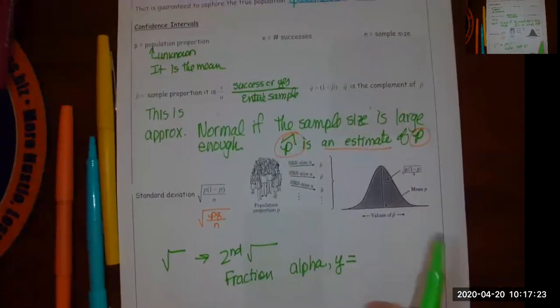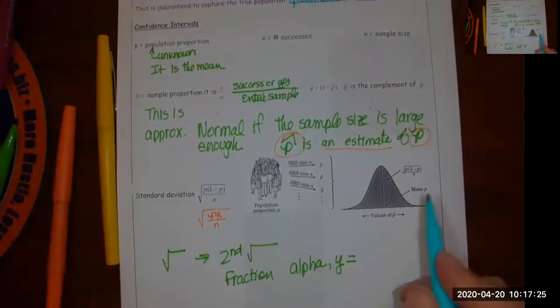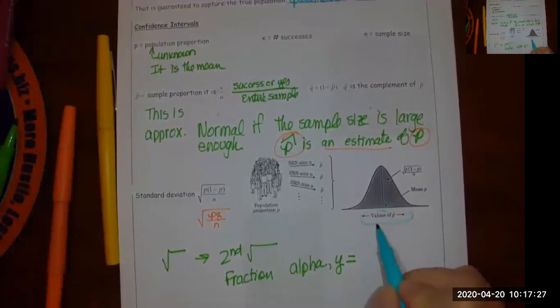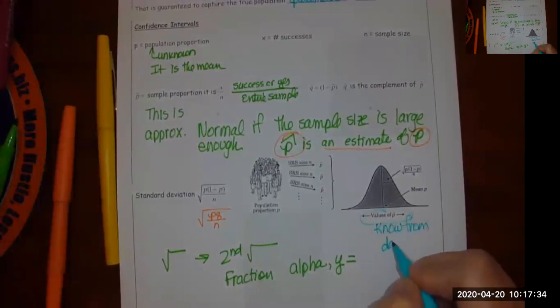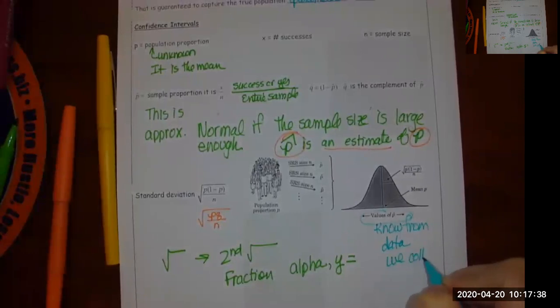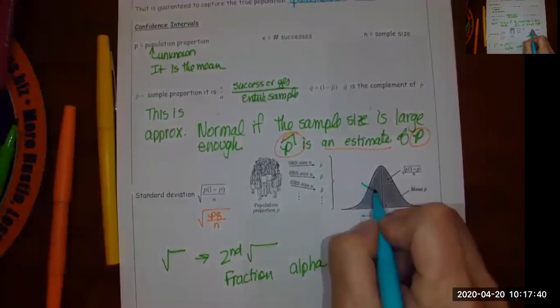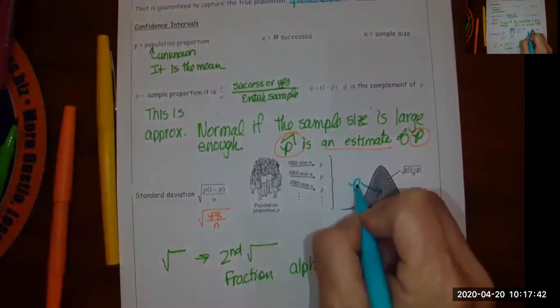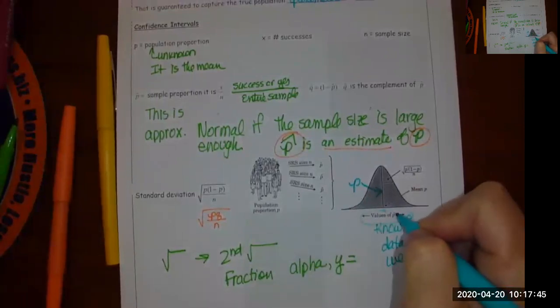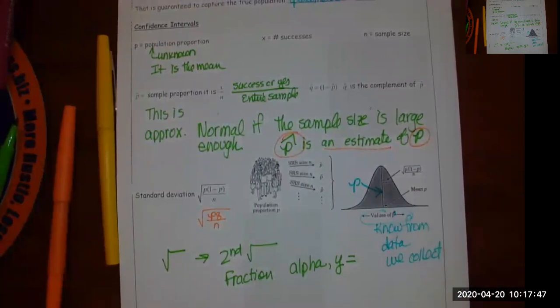And remember the values of P right here. This we know from data we collect. And this right there would be P. This is P hat. Notice there's a hat on there, okay? So let's look at one real problem and then we'll take a break.